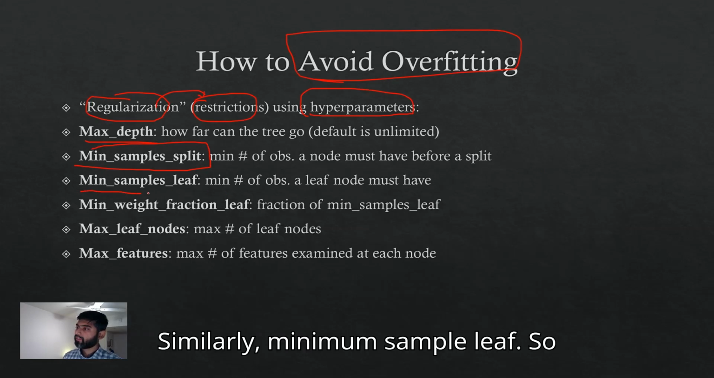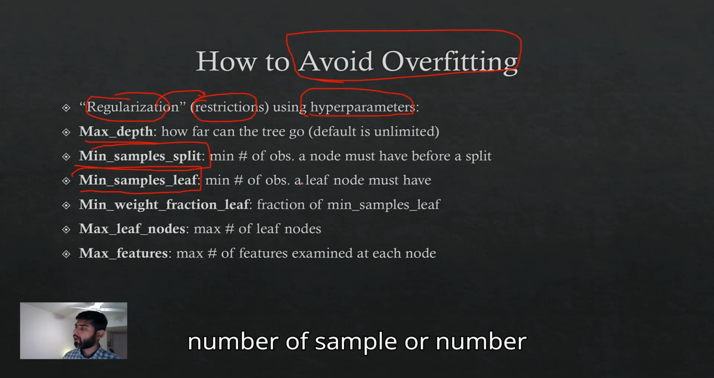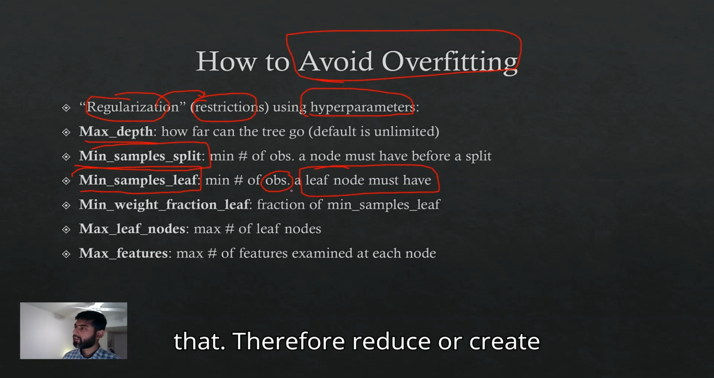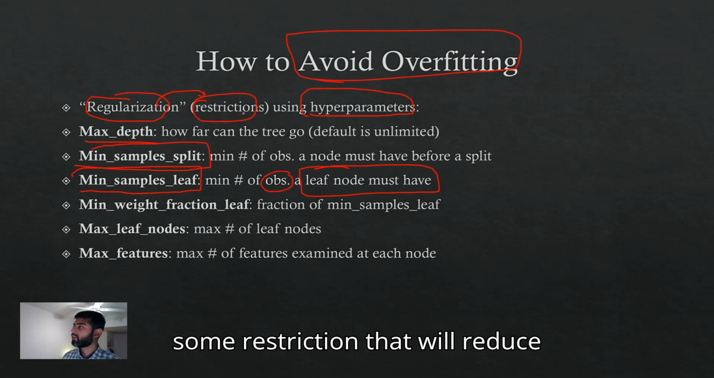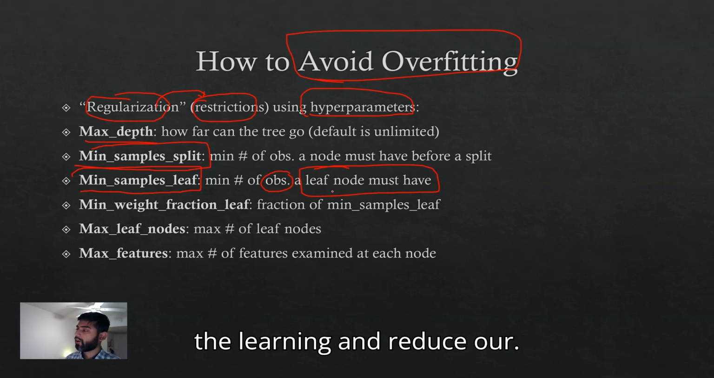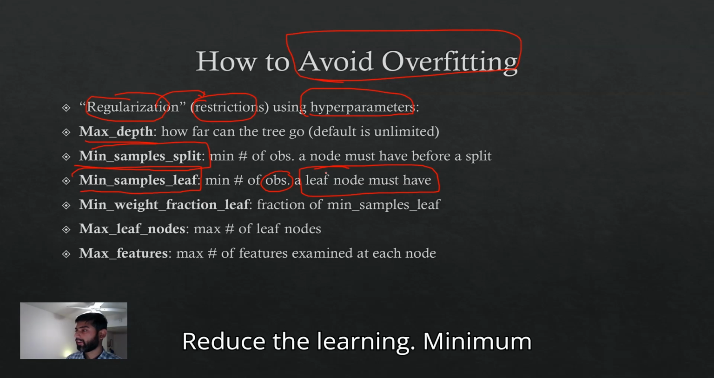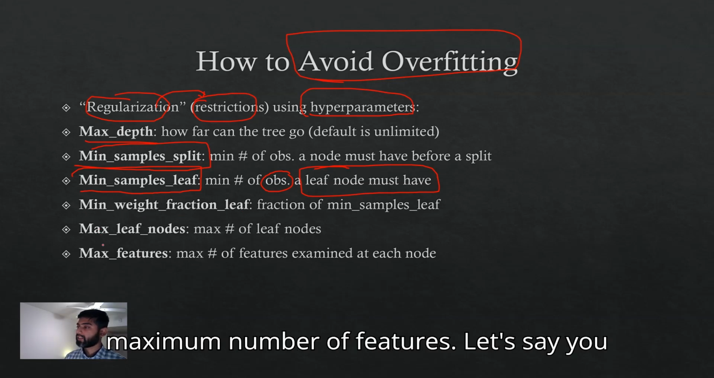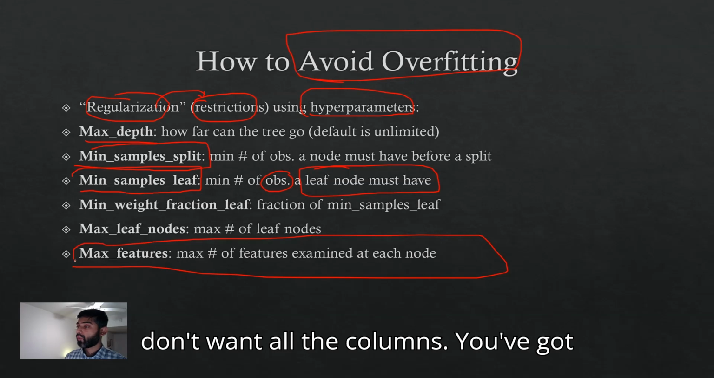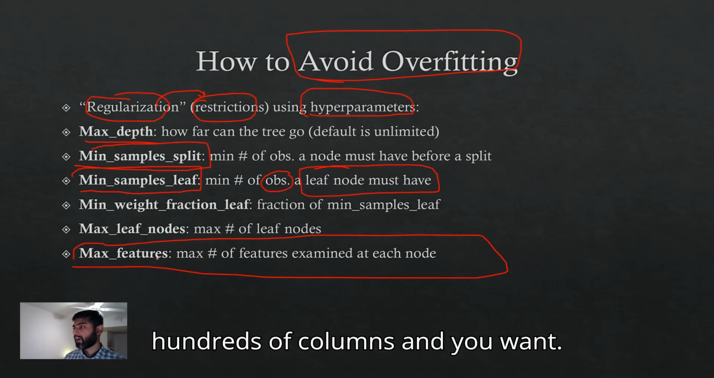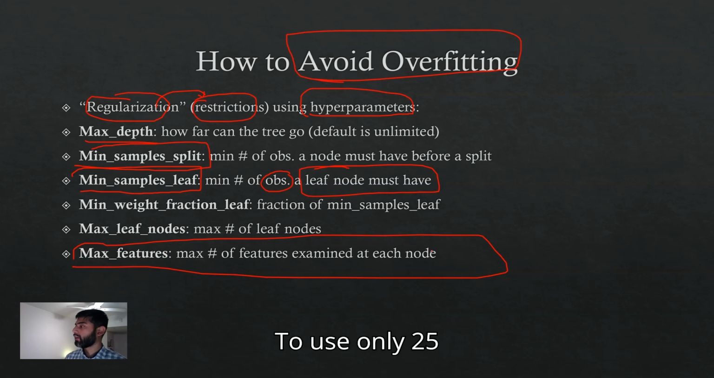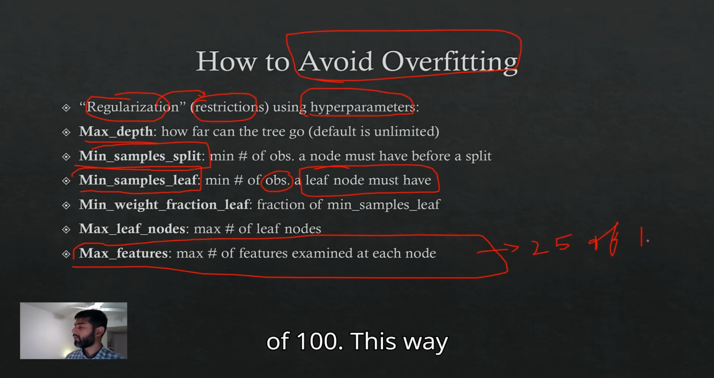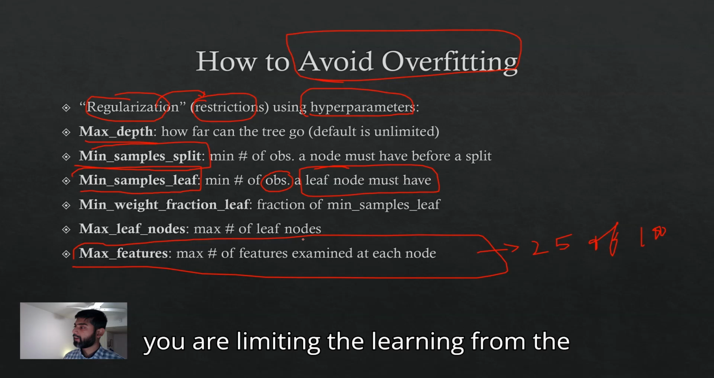Similarly, minimum sample leaf: the number of samples or observations a leaf node must have, you can define that. That creates a restriction that will reduce the learning. Minimum weight fraction, minimum leaf nodes, maximum number of features. Let's say you don't want all the columns. You've got hundreds of columns and you want to use only the 25 most important columns out of 100. This way you are limiting the learning from the data set.